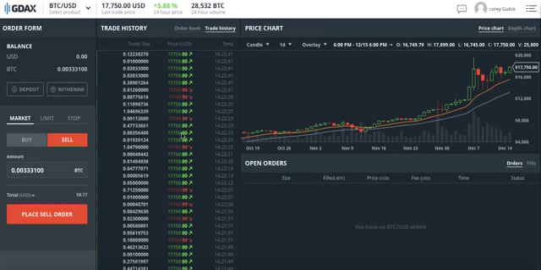More importantly for day traders is looking at the trade history. Basically all you're watching here, all the green orders are orders that are being bought at the price that's being asked, and all the red orders are the ones that are being bought below the price that's being asked.